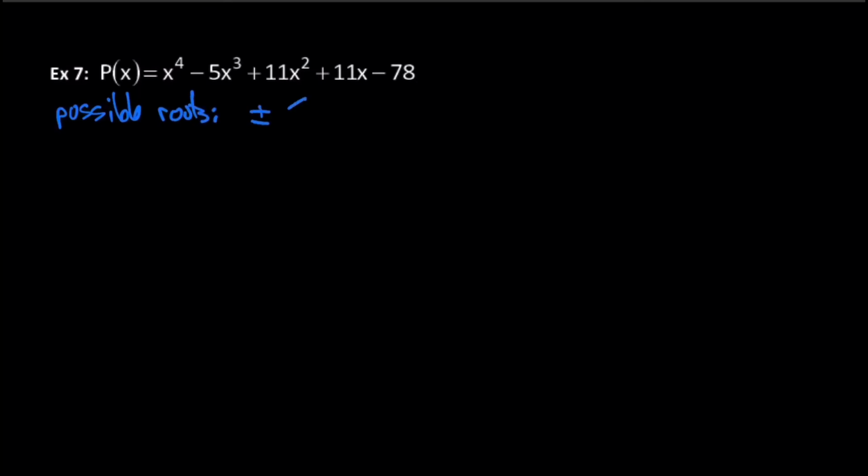Plus or minus, factors of 78. Holy moly, I'm going to have to do this kind of like this. 1 and 78, 2 and 39, 3 and 26, and then 6 and 13. Wow, a lot of them. So I don't know. I know 1 doesn't work. Let's try -1. That's usually what I do.